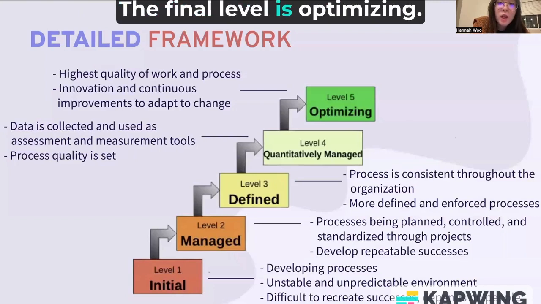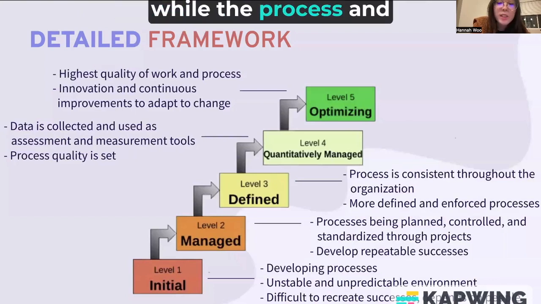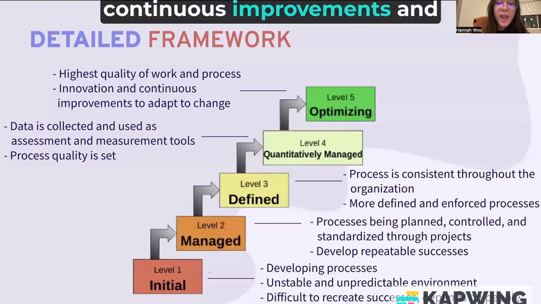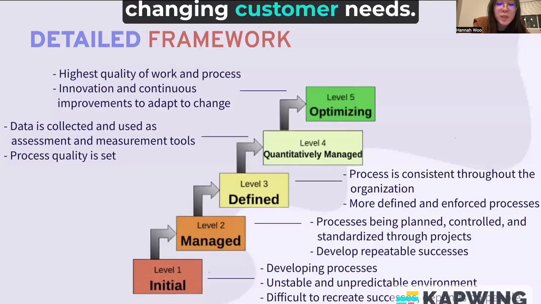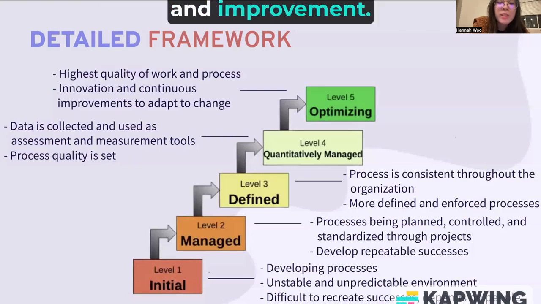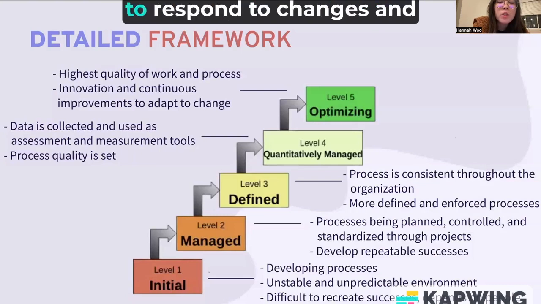The final level is optimizing. Here, while the process and performance measurements are established, continuous improvements and adaptations are made to meet changing customer needs. The processes are flexible to accommodate new innovation and improvements. Your organization's ability to respond to changes and opportunities is enhanced.